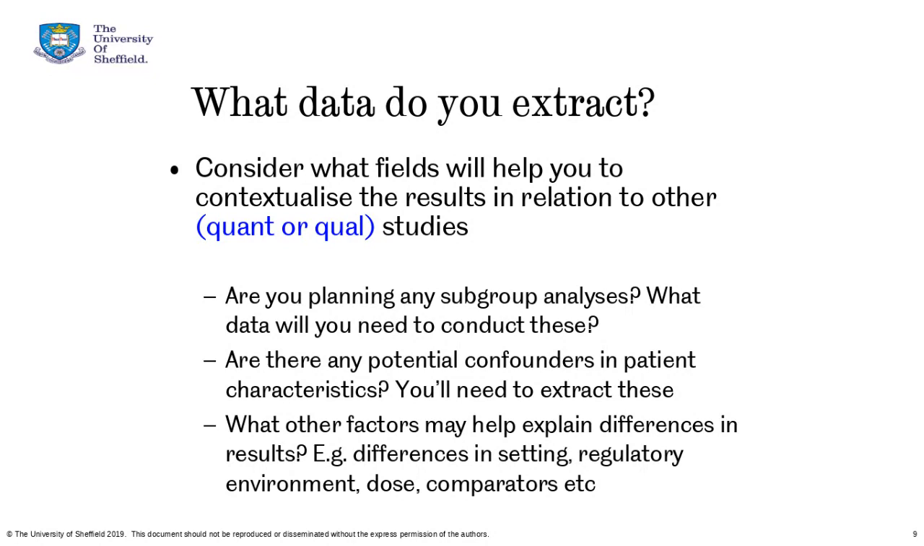And a further consideration is whether there are any potential confounders in quantitative terms or characteristics in qualitative terms that we will need to identify and extract by way of explaining the context of individual responses. And it's helpful also to think of what other facts may help us to explain differences in results. So we think of differences in the setting or in the regulatory environment. These may determine how people respond qualitatively, or may explain differences in effect size.